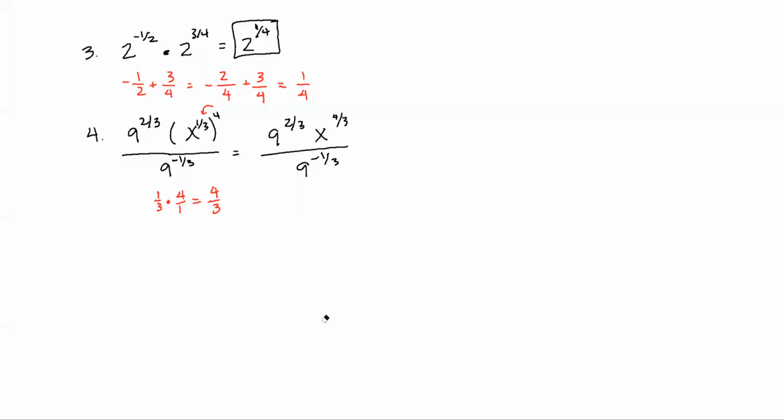Now, if you notice, you want to see what else you can simplify down. There are no other x's, so I can't actually do anything with this x to the 4/3. So I'm going to keep that there. But I can do something with these 9s. So because we're dividing, I'm going to go ahead and subtract those two exponents. Remember to do top minus the bottom. So 2/3 minus negative 1/3. So now we're going to add the opposite, and we have 2/3 plus 1/3, which is 3/3, which is the same thing as 1.